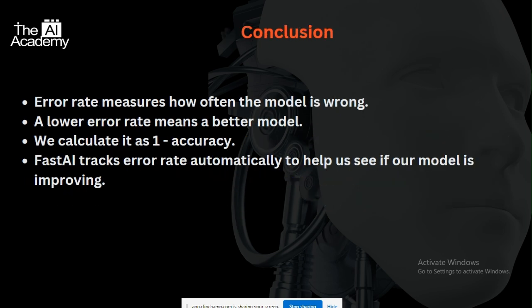In conclusion, error rate is a measure of how often the model is wrong. A lower error rate means a better model. We calculate it as 1 minus accuracy, and also FastAI tracks the error rate automatically to help us see if our model is improving.